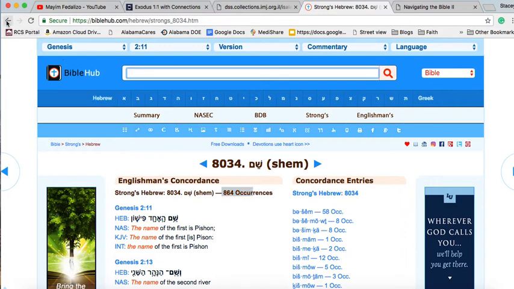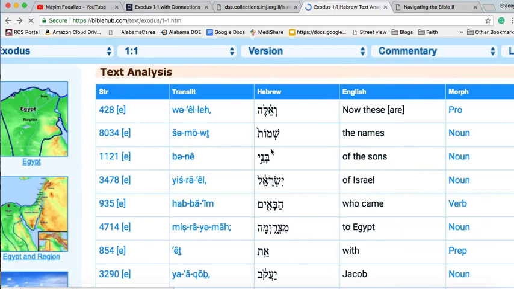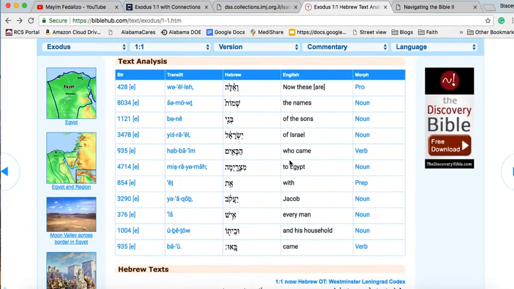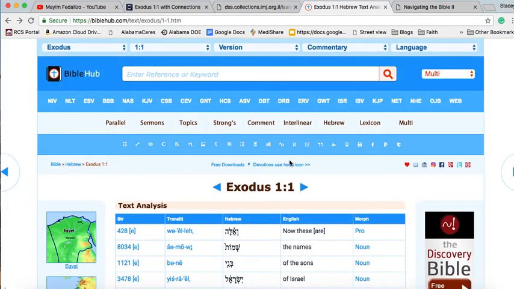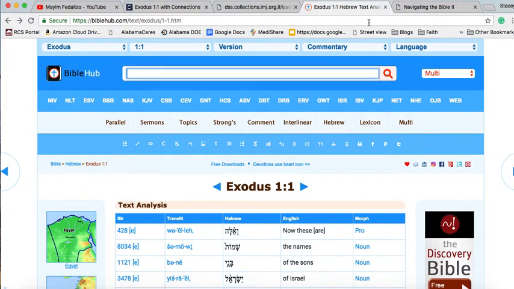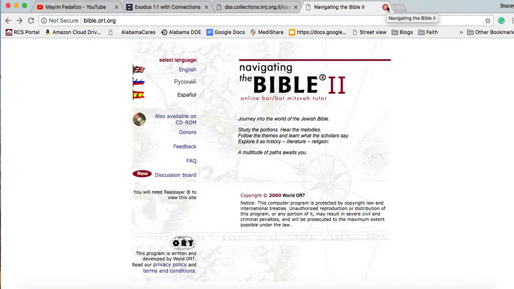This is a really great study tool. And I use this every time I study for a teaching on Saturdays that I'm going to be giving. I go to BibleHub.com and I use this in some way or some form. Okay? Next I want to take you over to another website.